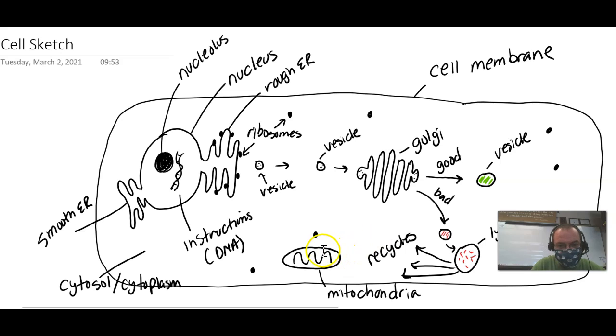And then lastly over here we've got the mitochondria. And what the mitochondria does is it takes the energy stored in sugar and other substances and breaks those substances apart and releases the energy. Because everything that we're doing here requires energy. And we'll be learning about that in more detail in a few weeks.